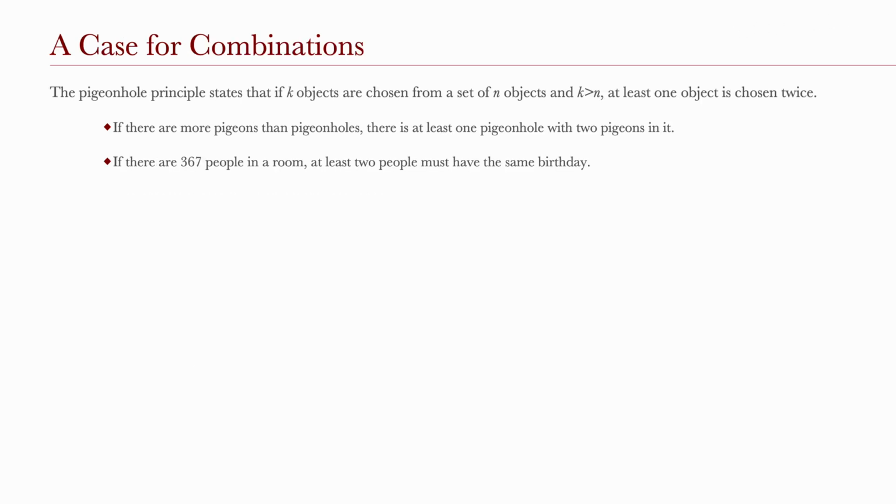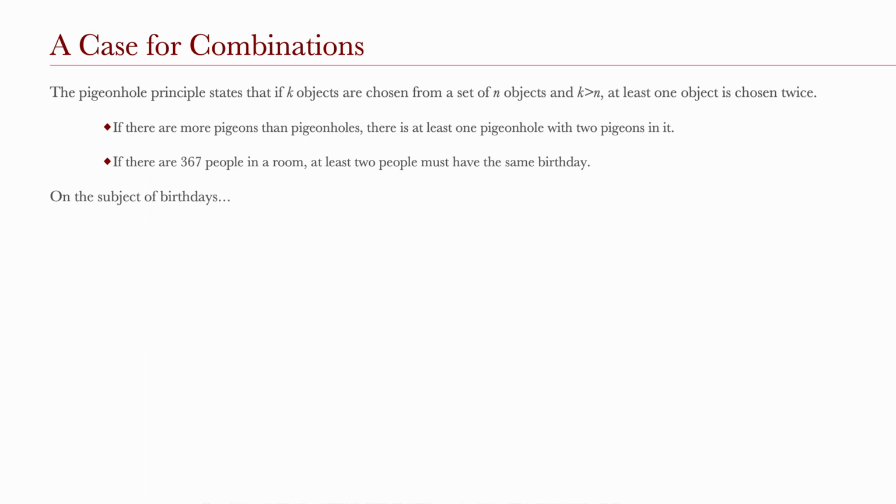A helpful identity of combinatorics is the Pigeonhole principle, which states that if k objects are chosen from a set of n objects where k is greater than n, at least one object is chosen twice. The reason it's called the Pigeonhole principle is that if you have a big birdhouse with a bunch of different little rooms for pigeons, and there are more pigeons than those pigeonholes, then there's going to be at least one pigeonhole with two pigeons in it. Similarly, if there are 367 people in a room, at least two people must have the same birthday, as there are only 366 distinct birthdays one can have.